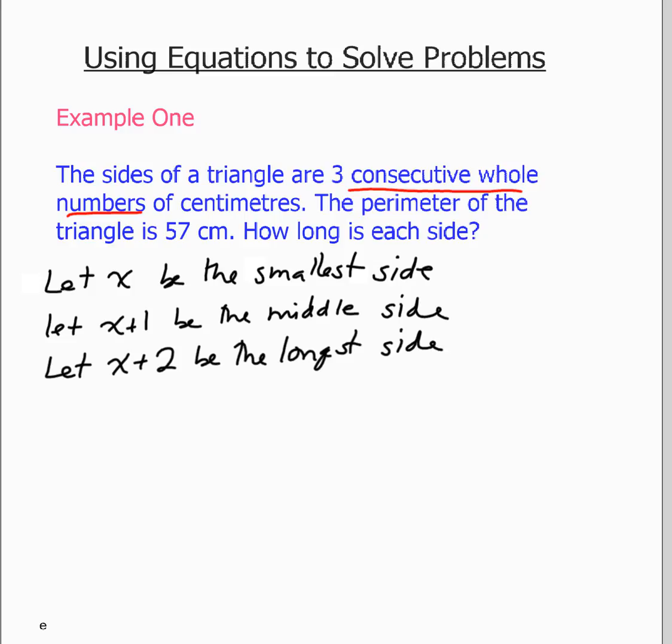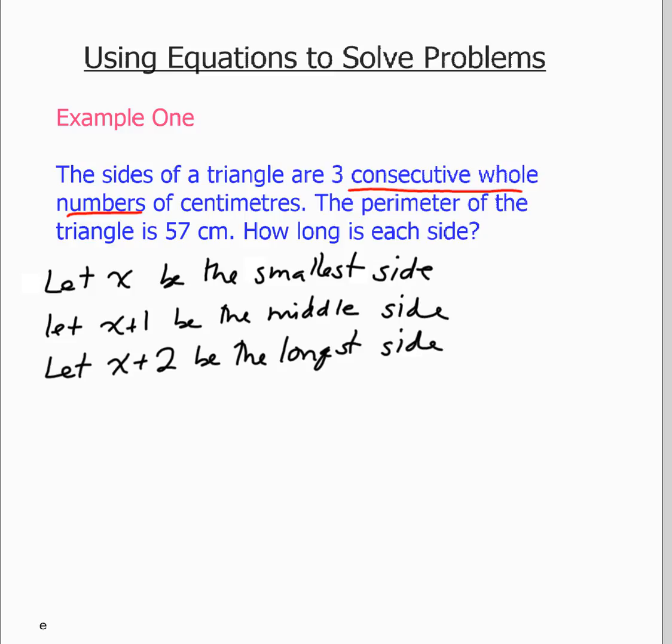Now, just as an aside, if this was a question that said consecutive even numbers or consecutive odd numbers, like 2, 4, 6, or 11, 13, 15, the only difference is that consecutive odd or consecutive even numbers are 2 apart. So instead of doing x, x plus 1, x plus 2, instead of being 1 apart, you would do x, x plus 2, x plus 4.